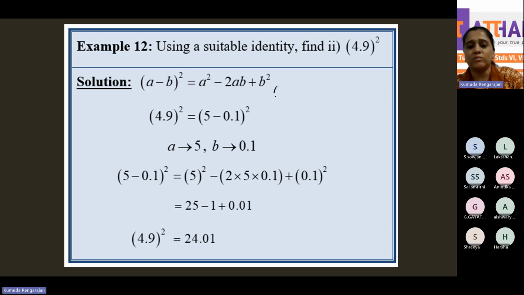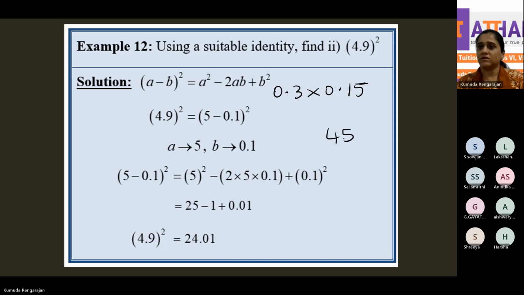Okay, let's understand this one. What is, say, 3 into 0.15? This is nothing but 15 threes are 45. Here after the decimal point, 1 digit; here after the decimal point, 2 digits. So totally 1 plus 2, 3. In the product, after the decimal point, there should be 3 digits, but the product has only 2 digits. So it will be 0.045.